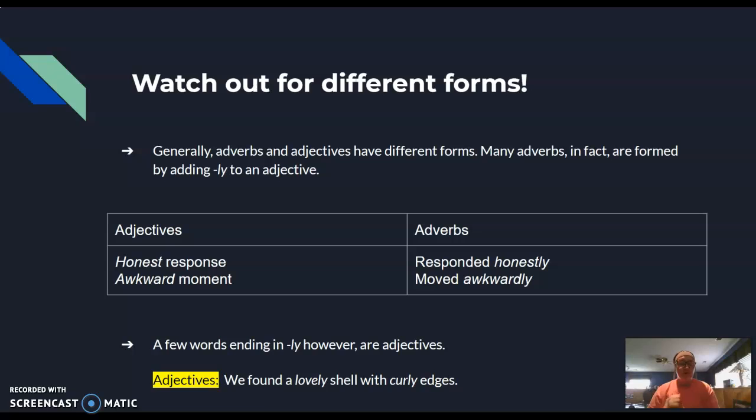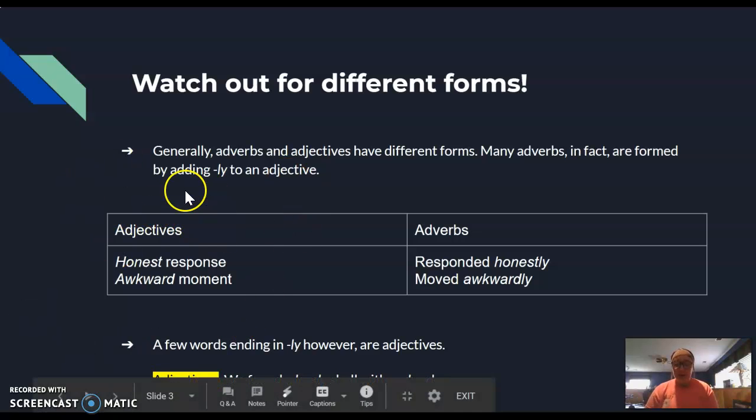You have to watch out for different forms as well, because a lot of times with adverbs, you are adding ly, right? But you do that with adjectives as well. So this is where you, again, have to look at what's being described to really hone in on, okay, is this an adverb or an adjective? So when we look at adjectives, honest response.